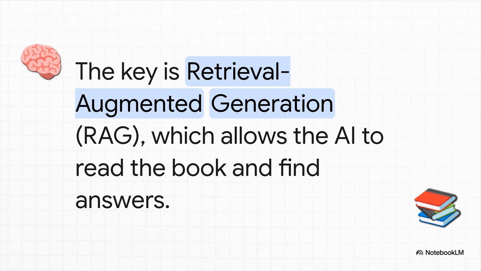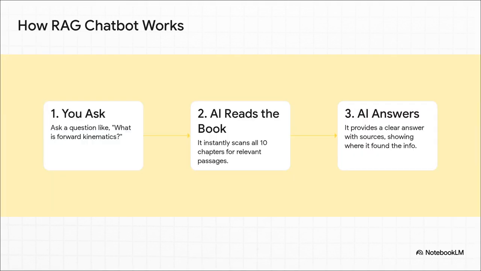So how do you even make a textbook smart enough to answer your questions? Well, the key technology here is something called Retrieval Augmented Generation, or just RAG for short. This is what gives the textbook its brain. Think of it like the world's best open book test. You ask a complicated question, and the AI instantly skims all 10 chapters to find the perfect answer. But here's the best part. It then shows you its sources, pointing to the exact paragraphs in the book where it found the information, so you know it's not just making stuff up.